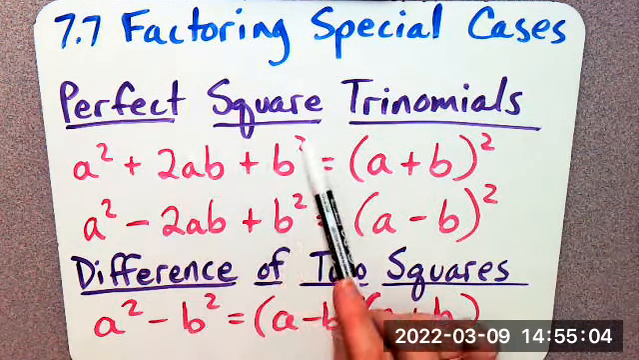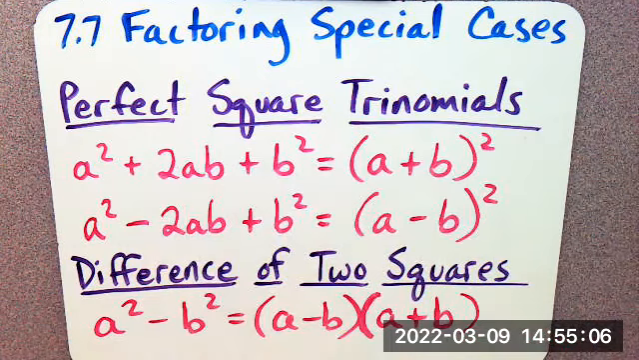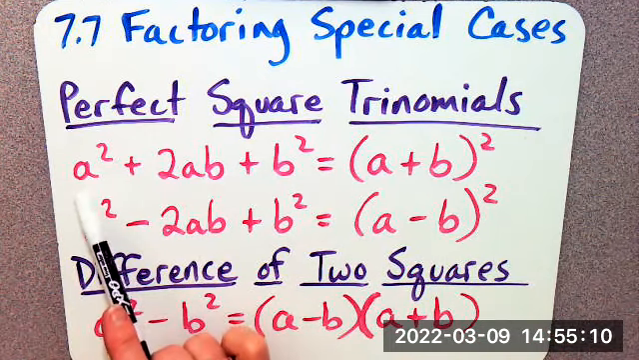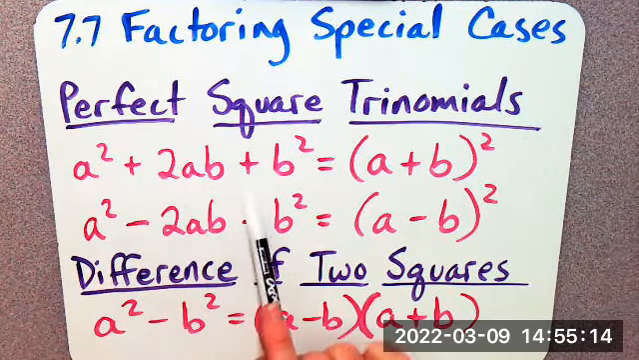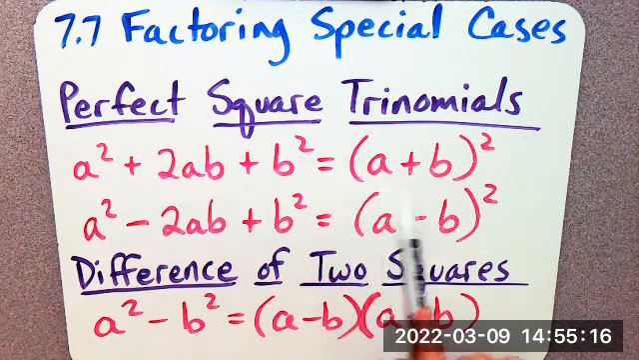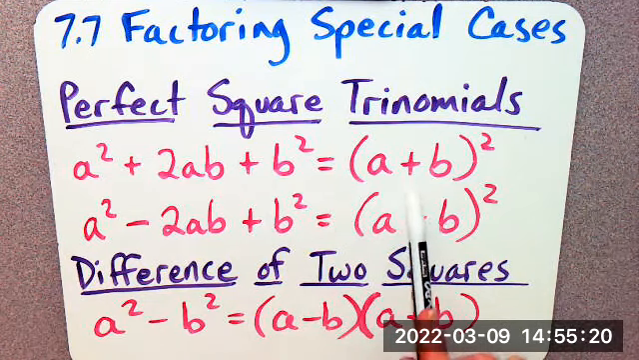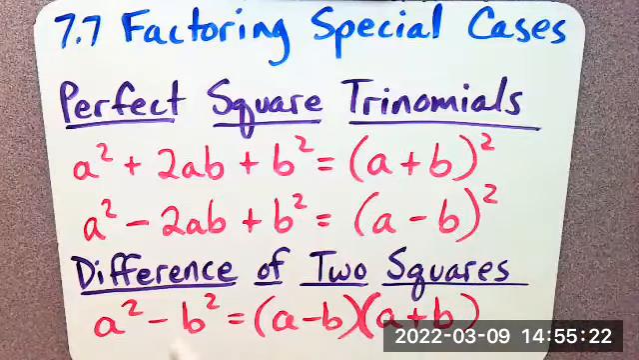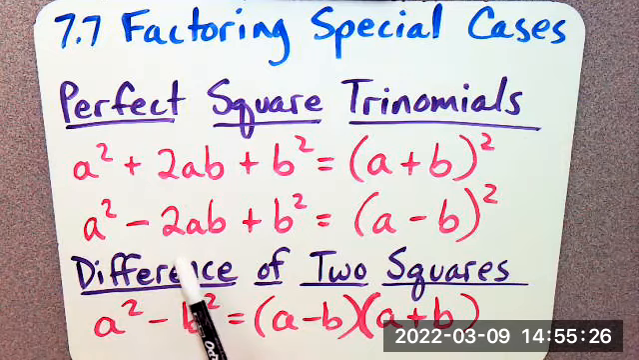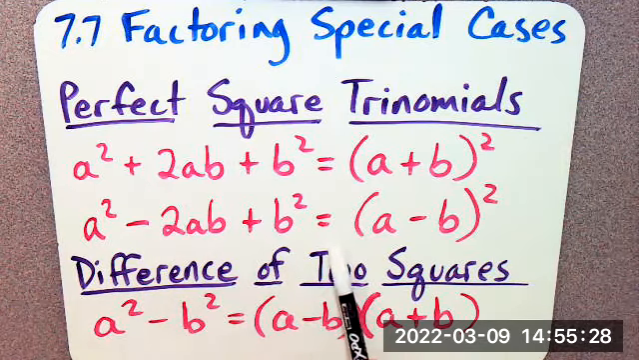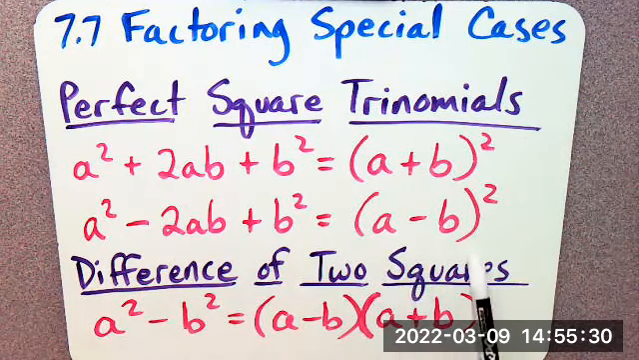So first, we're going to talk about perfect square trinomials. The first one we have that's a perfect square trinomial is a squared plus 2ab plus b squared equals the same binomial squared, the quantity a plus b squared. The second perfect square trinomial is a squared minus 2ab plus b squared equals the quantity a minus b squared.